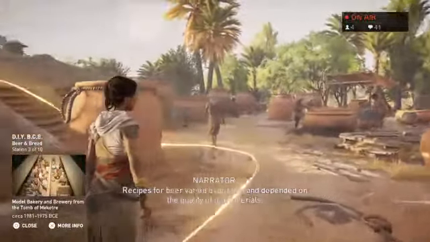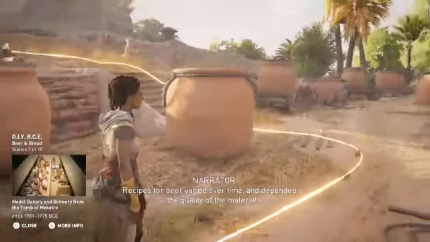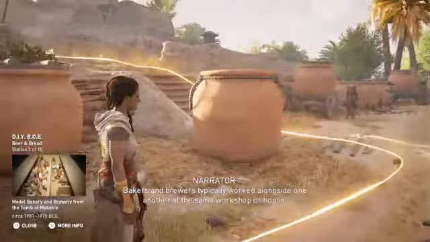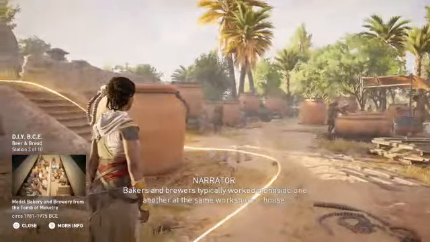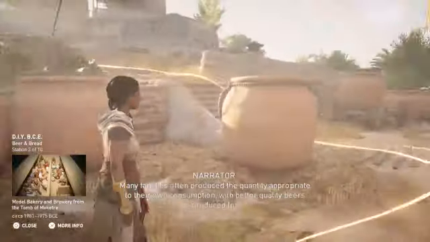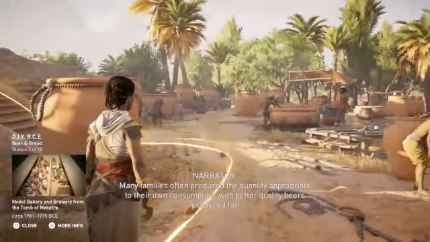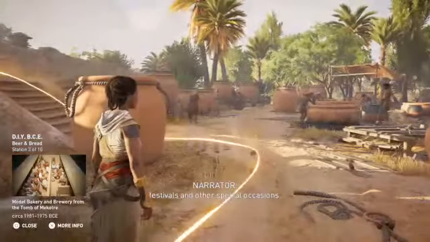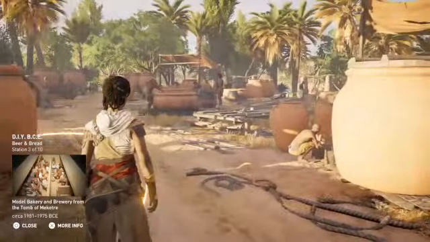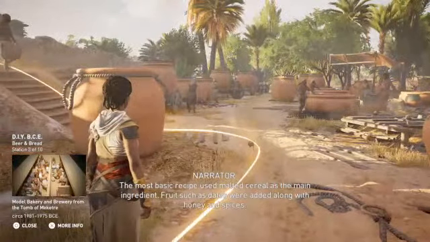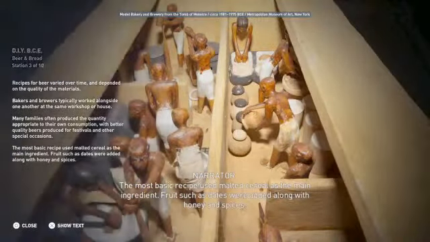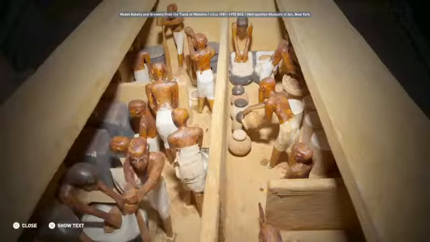Recipes for beer varied over time and depended on the quality of the materials. Bakers and brewers typically worked alongside one another at the same workshop or house. Many families often produced the quantity appropriate to their own consumption, with better quality beers produced for festivals and other special occasions. The most basic recipe used malted cereal as the main ingredient. Fruits such as dates were added along with honey and spices.